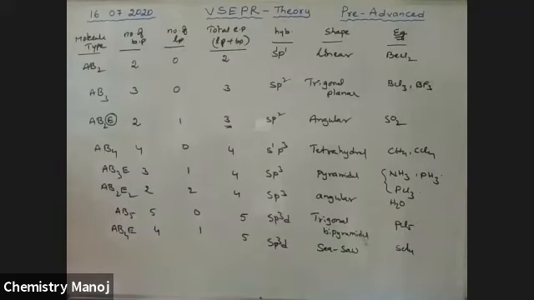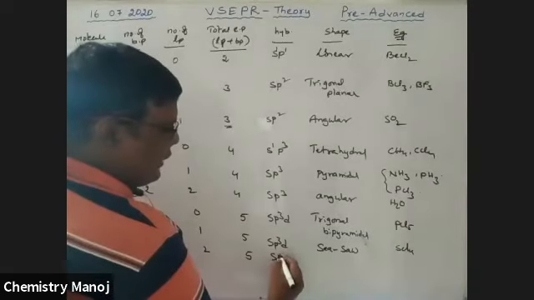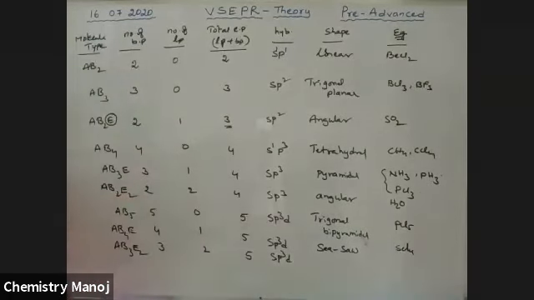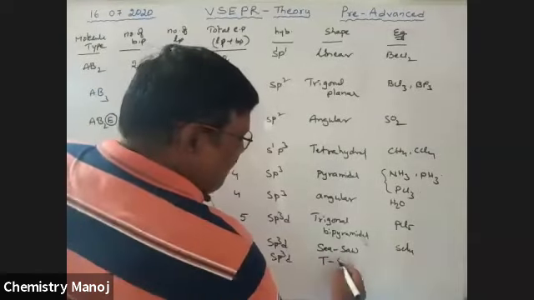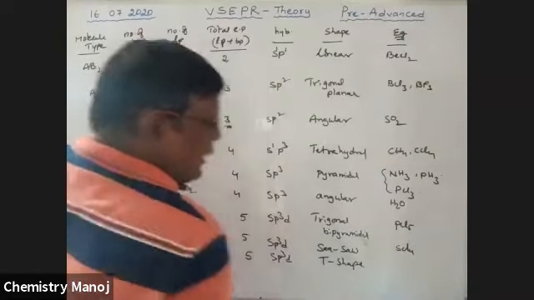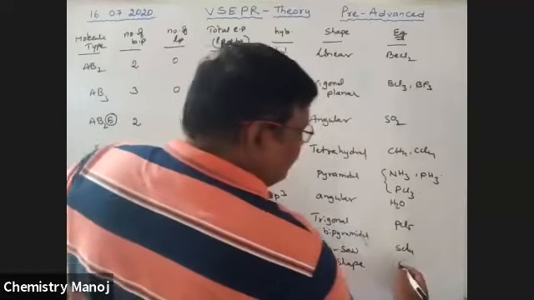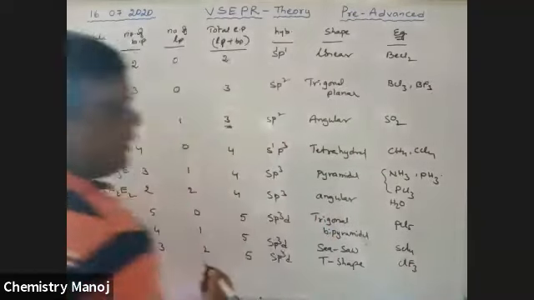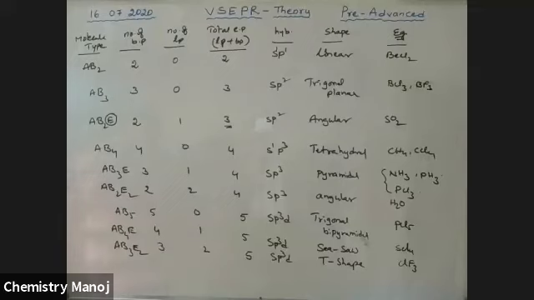SCl4. Next, total pairs 5, so 3 bond pairs and 2 lone pairs. It is AB3E2 type. Hybridization is sp3d. How many lone pairs? 2 lone pairs. 2 lone pairs gives a T shape, that is the ClF3 molecule.